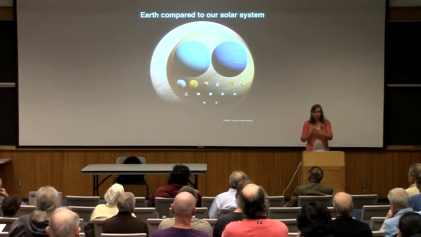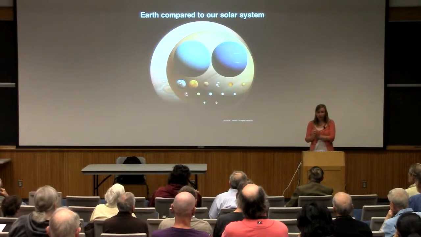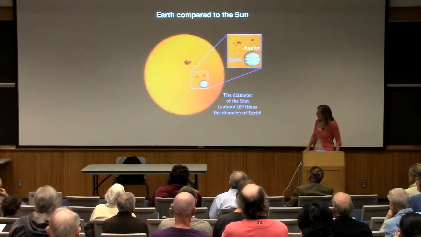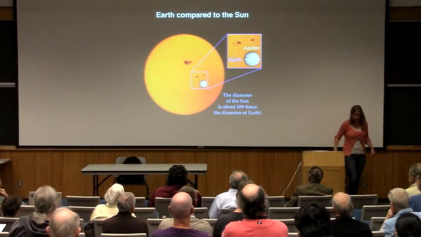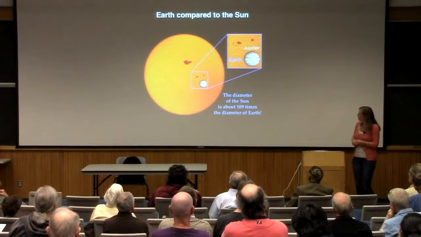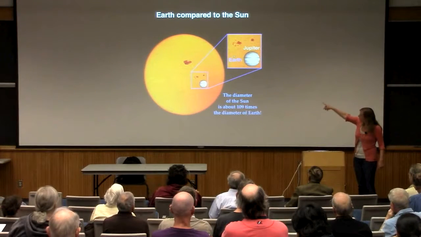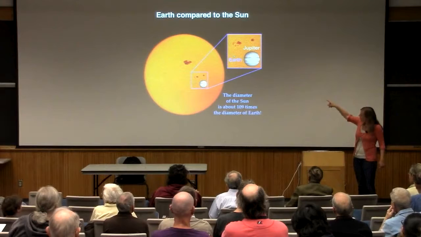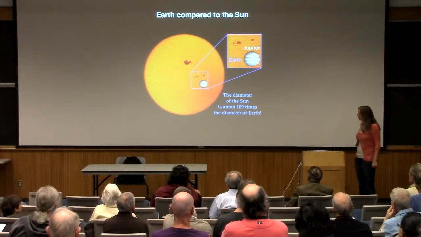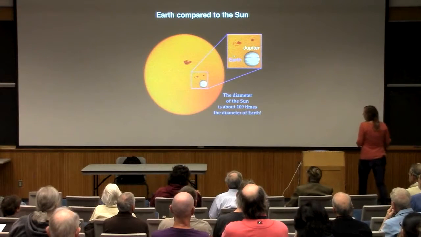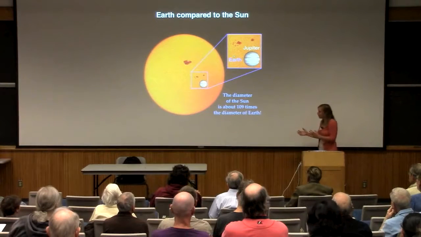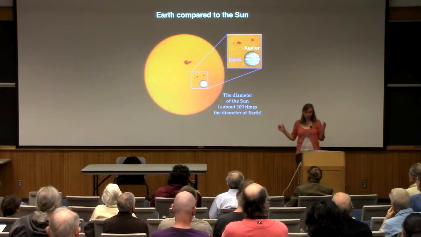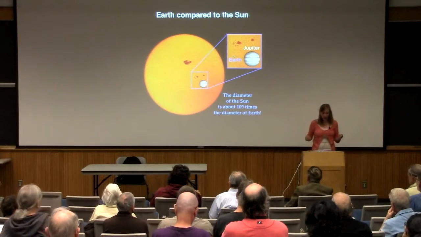But if you then compare the Earth to the Sun, our Earth is really tiny. So you've probably all seen these images before. They're all NASA images. So you see there, zoom in, there's the Sun, there's Jupiter, and then the tiny, tiny little dot is the Earth. The diameter of the Sun is more than 100 times the diameter of Earth. So the Earth is really tiny compared to the Sun.